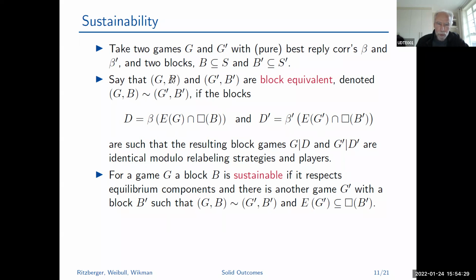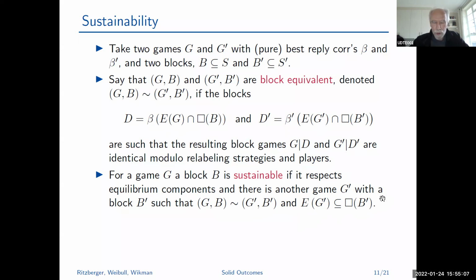Then we call such two game-block pairs block equivalent. For a game G, we call a block B sustainable if it respects equilibrium components, and there is some other game G prime with a block B prime such that the pair G and B is equivalent to the pair G prime and B prime, but in G prime, the set of all Nash equilibria is contained in the phase spanned by B prime.